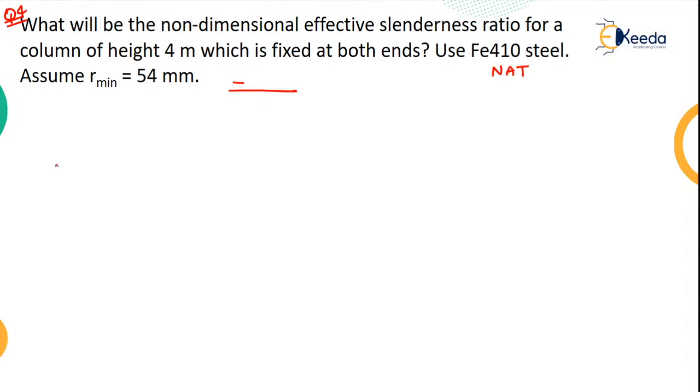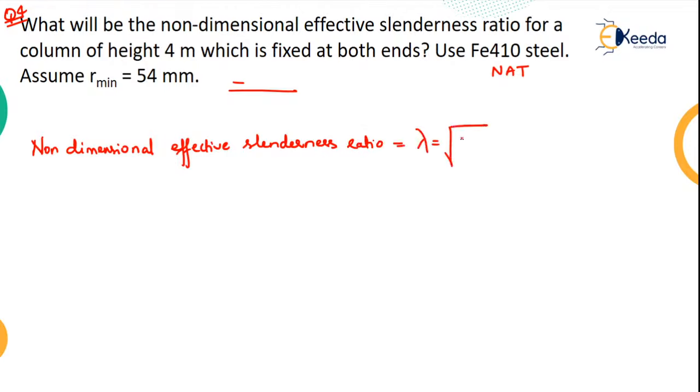So what do we want? We want to calculate the non-dimensional effective slenderness ratio. So how much is this? This is equal to lambda, which is given by under root Fy by Fcc. Now in this particular case, your Fcc is nothing but pi square E by (KL by r minimum) whole square.